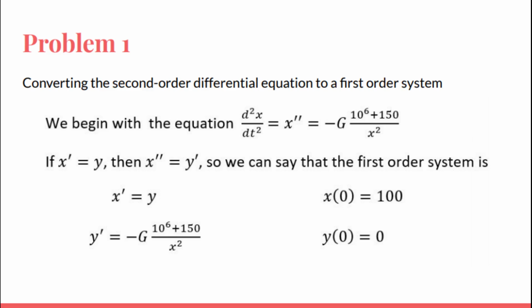The initial conditions for this system are x of 0 equals 100, because at time 0 you are 100 meters away from the capsule, and y of 0 equals 0, because at time 0 neither you nor the capsule are moving. Doing this conversion to a first order system is important because this is what we will plug into both Euler's and Runge-Kutta method later on, and these are the equations we use to help find how long it will take for you to reach the capsule and the velocity that you are approaching it when you are 1 meter apart.